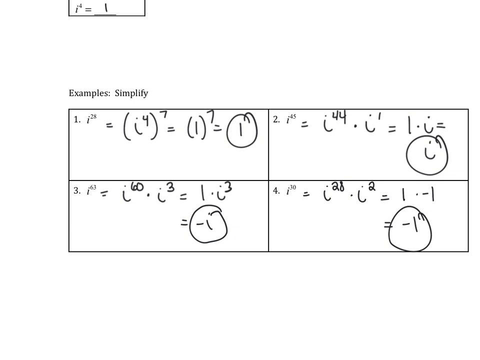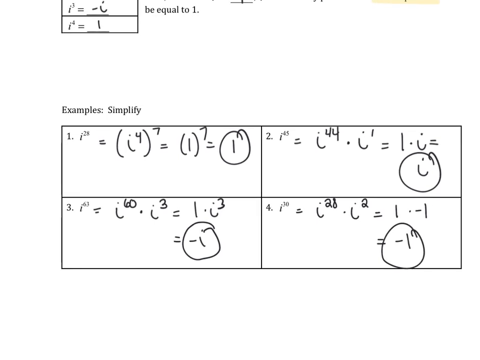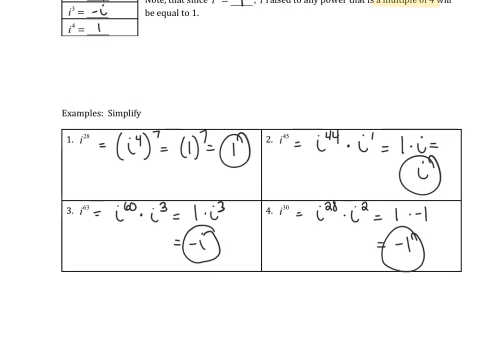So again, you're trying to find the biggest multiple of 4 to break down the i. And if it already is a multiple of 4, remember that your answer is just 1. Any multiples of 4 for the powers, your answer is 1.